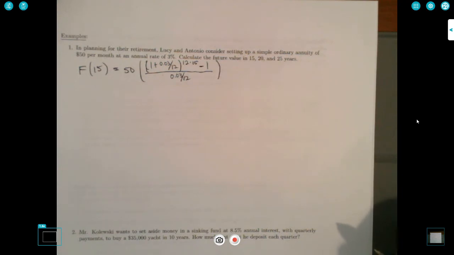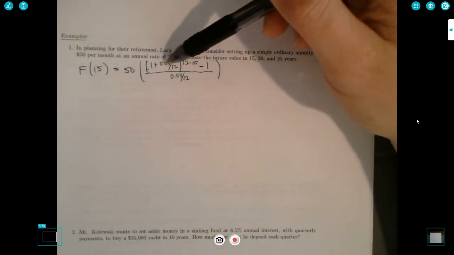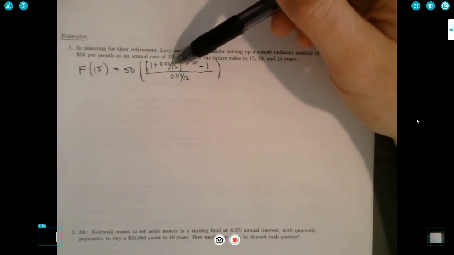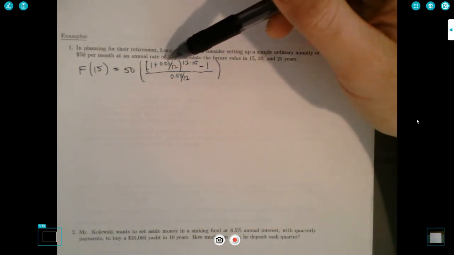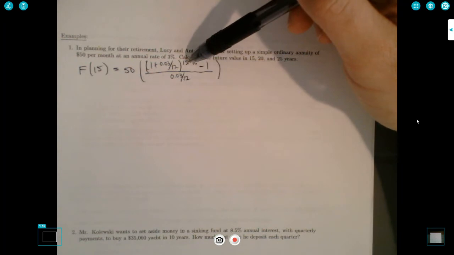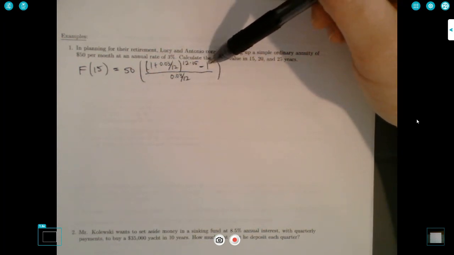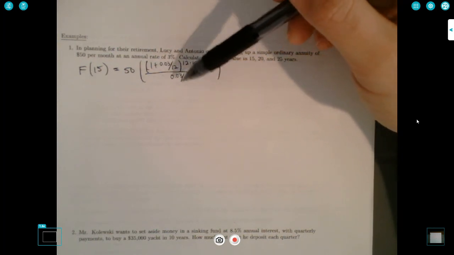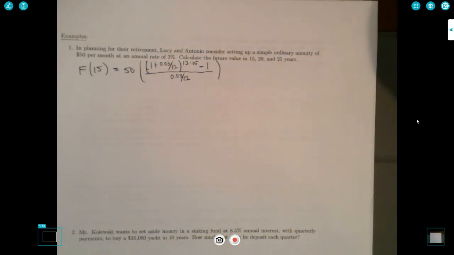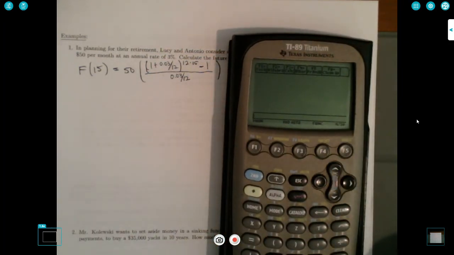So let's punch this into our calculator ever so carefully. If you wanted to do this one piece at a time, you could. For example, you could do 0.03 divided by 12, get the answer, and then add 1. Then you could do 12 times 15, raise the first answer to that answer, subtract 1, divide by 0.03 divided by 12, and then multiply by 50, right? So you could do this one piece at a time if you'd like. I'm going to go ahead and throw the whole thing into my calculator at the same time, and I'll show you how I do that.